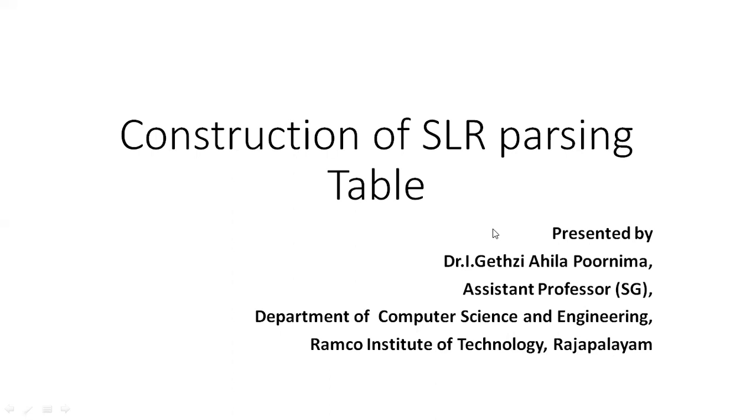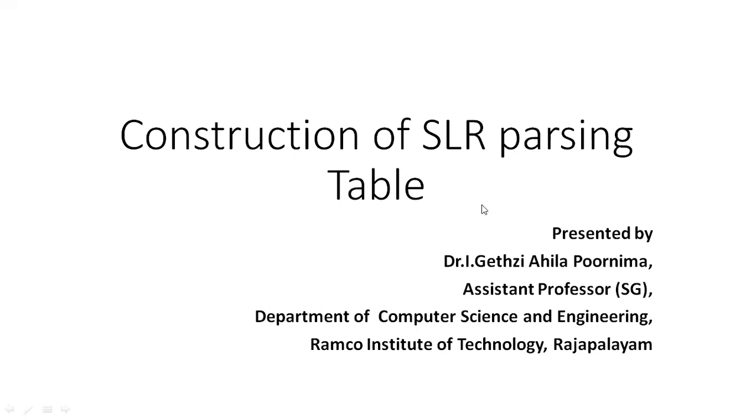So in this video, I am going to discuss the construction of the SLR parsing table. SLR parsing is a bottom-up parsing. S stands for simple, so SLR is nothing but simple LR parsing. The L stands for the input being scanned from left to right. And R denotes that this parsing strategy uses bottom-up parsing, that is, it uses rightmost derivation in reverse. That is S, L, R.